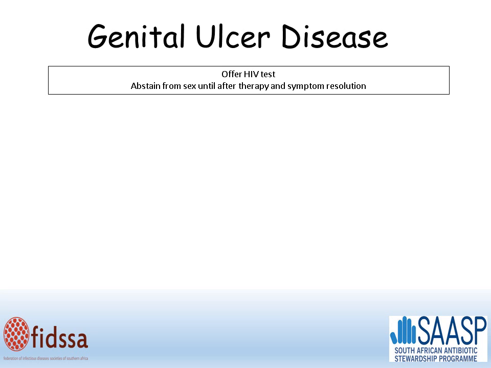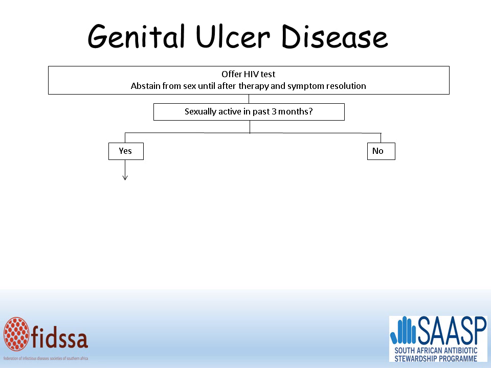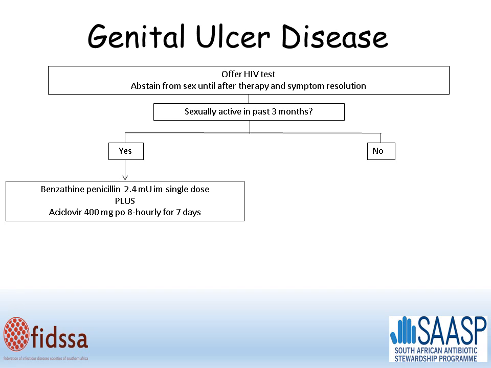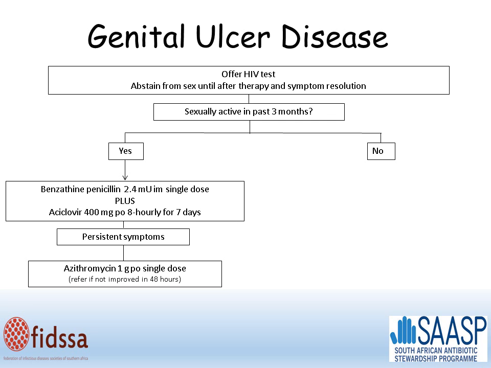In terms of management, you must always offer an HIV test if the status is uncertain, and ask the patient to abstain from sex until the therapy and symptoms have resolved. The first question is whether they've been sexually active in the last 3 months. If the answer is yes, then you should treat them with benzathine penicillin as a single dose plus acyclovir for herpes. If symptoms persist, then add azithromycin as a single dose, and if they're not improved, they should be up-referred if that's available. If they've not been sexually active in the last 3 months, then they should be treated primarily for herpes with acyclovir.